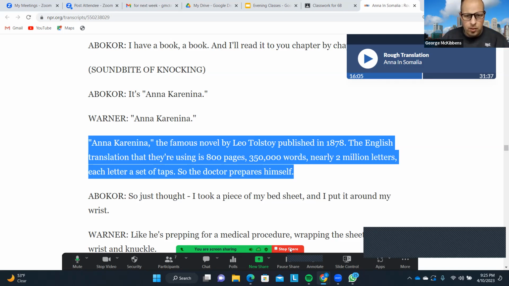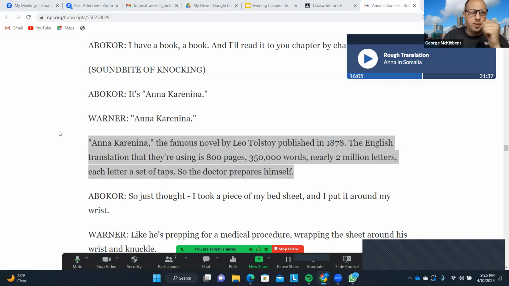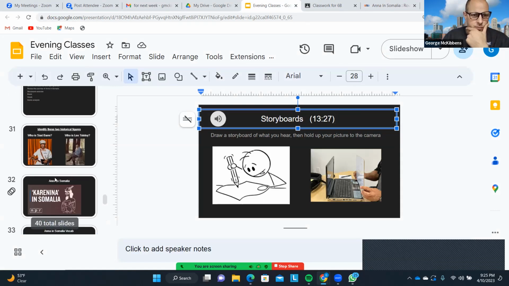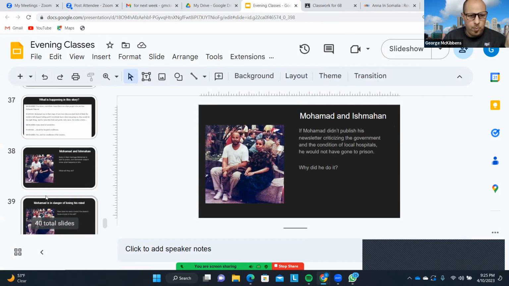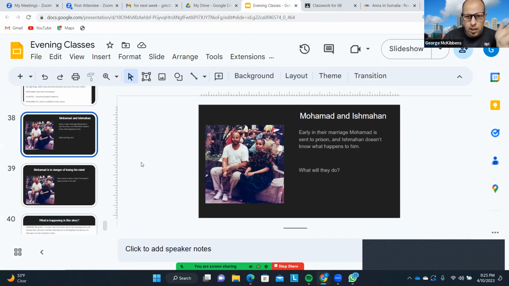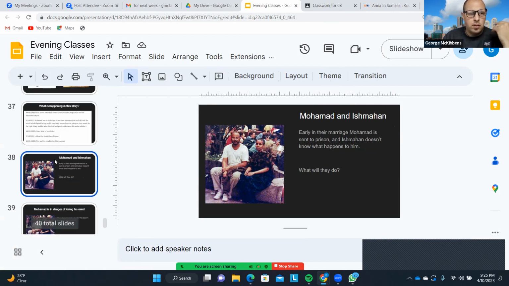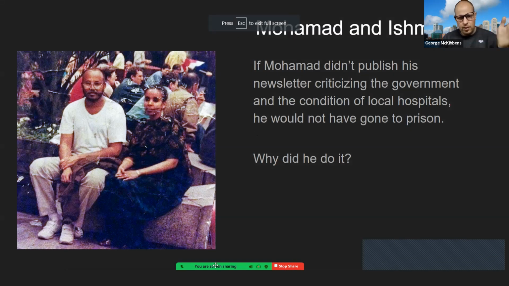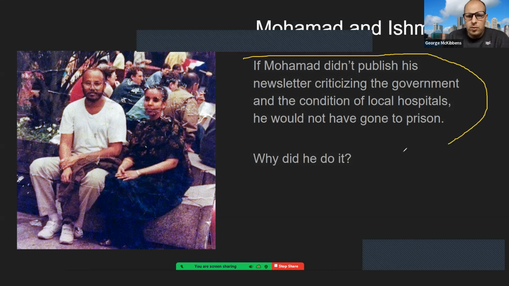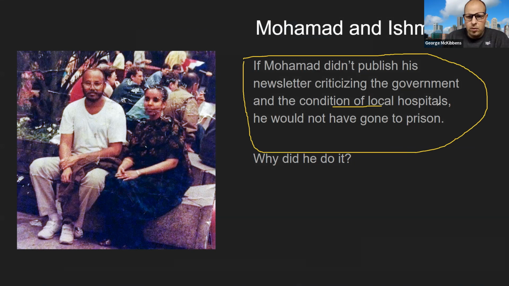So I'm going to stop right here and go back to another question. So this doctor, he decides to tap the entire book to Muhammad. Now, last class, I asked everybody, if Muhammad didn't publish the newsletter criticizing the government and the condition of the local hospitals, he would not have gone to prison. Well, what about the doctor himself?